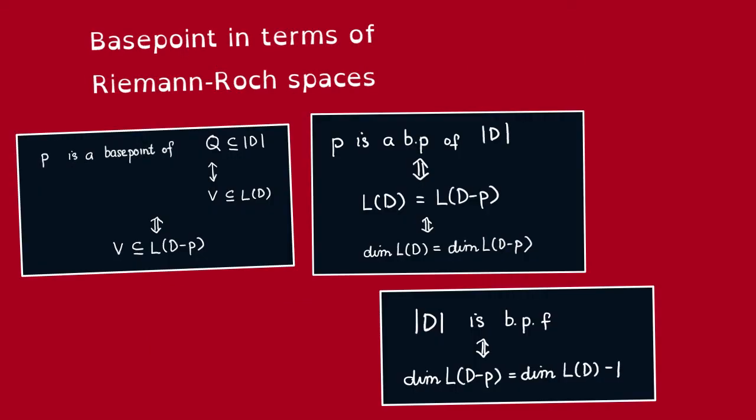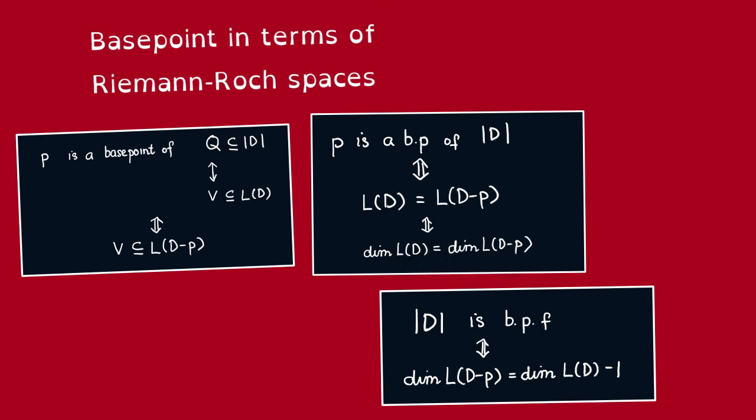Thus, we have the following recharacterization. P is a base point of the linear system Q corresponding to a vector subspace V if and only if V lies inside L of D minus P. In particular, if we take Q to be the full complete linear system D, then P is a base point of this if and only if LD lies inside L of D minus P. But L of D minus P is a subspace of LD, so this is just equivalent to saying these two are the same. And when X is compact, these are finite dimensional, so this is just equivalent to saying that they have the same dimension.